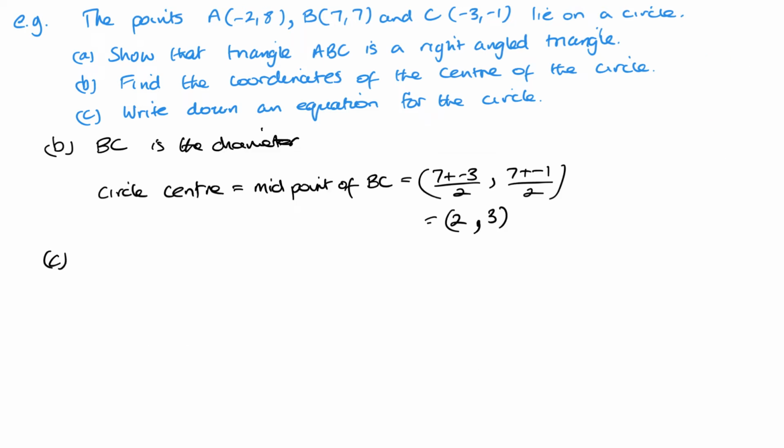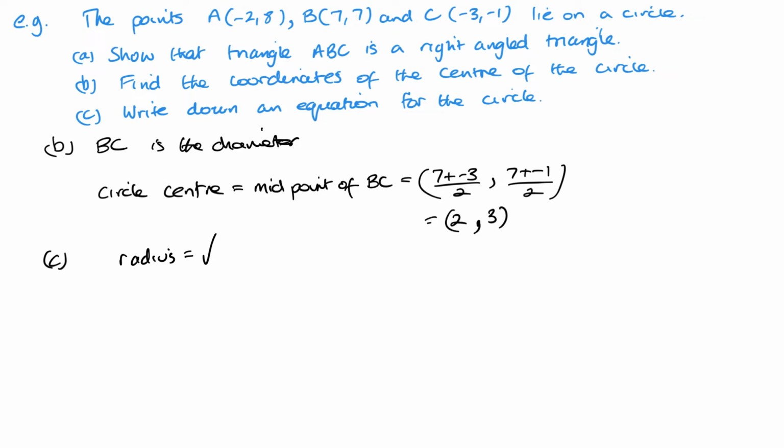And for part C, we need to write down the equation of the circle. Now we have the center, all we're left to find is the radius. The radius would be that midpoint going towards either B or C. I can find that distance, or I could find the distance BC and divide it by 2. Either way makes no difference. If you did BC and then divided by 2, it might be slightly safer if you made a mistake with the midpoint, but in the big scheme of things it shouldn't really matter. I think finding it from the center would be a little bit quicker.